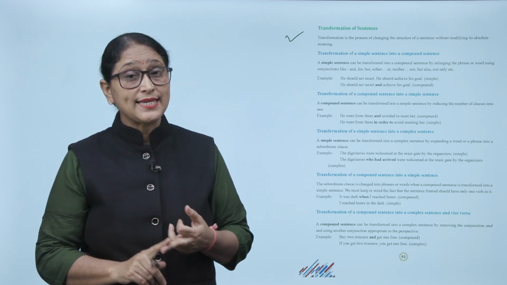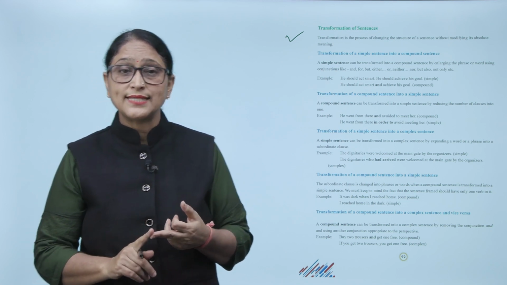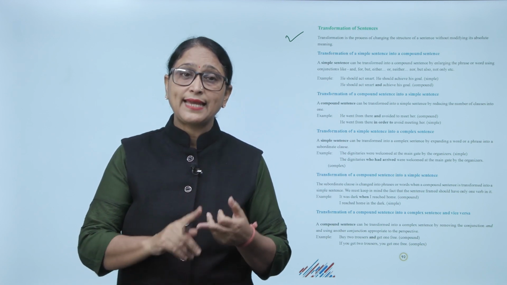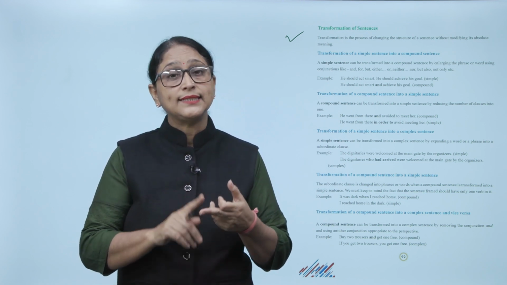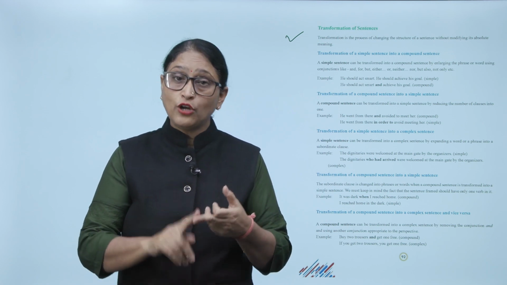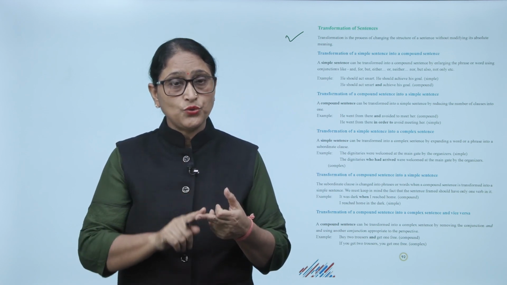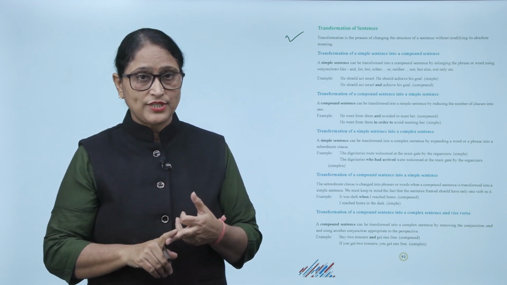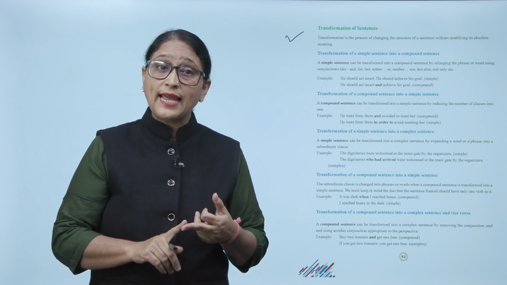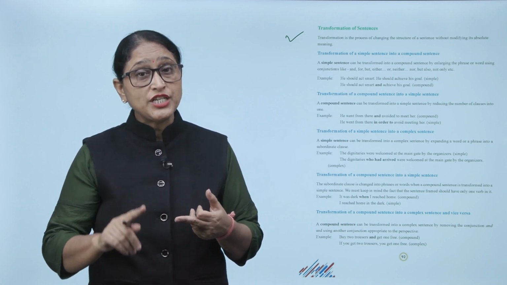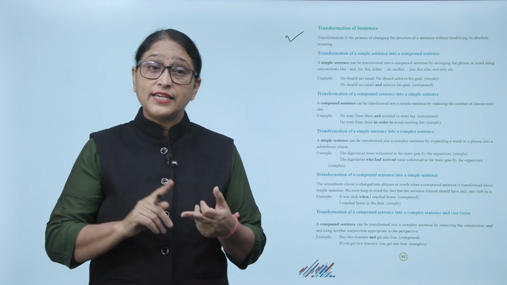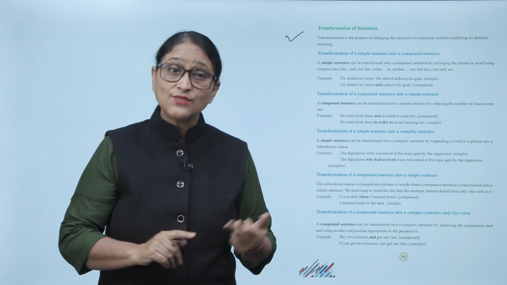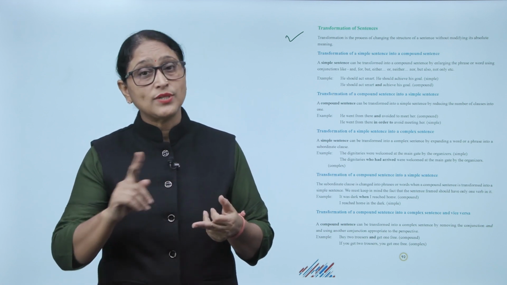A simple sentence can be transformed into a compound sentence by enlarging the phrase or word using conjunctions like and, for, but, either, neither, nor, but also, not only, etc. इन conjunctions को use करके हम simple sentence को transform करते हैं किसमें? Compound sentence में. Example: he should act smart. He should achieve his goal. This is simple sentence. He should act smart and achieve his goal. This is compound.